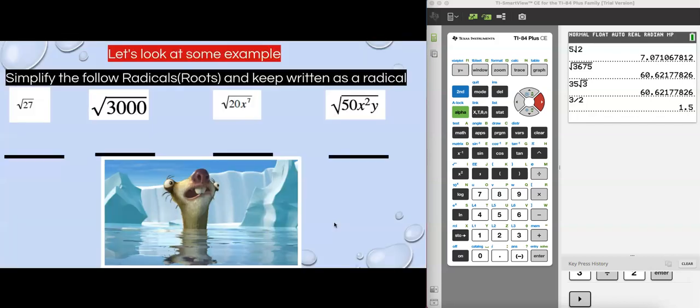Now that you guys have gone through and understand how to simplify radicals using variables and numbers, I want you guys to try some on your own, and we'll come back tomorrow and take a look at it.